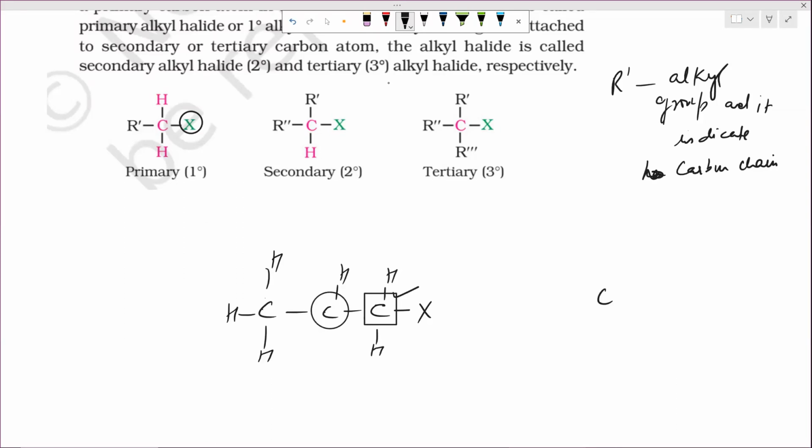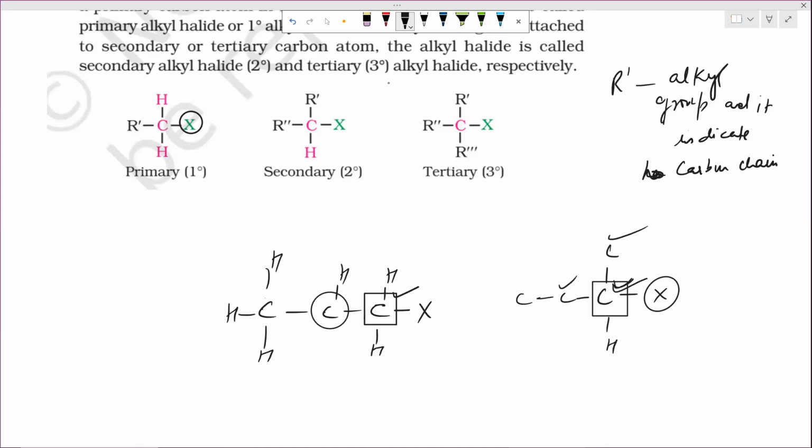Now, if I take another example, like this, and this one is a chain. This is the halogen group and the main carbon with which it is attached is this carbon. How many carbons is this main carbon attached with? Two. So it is one and this is one. So it is known as secondary.